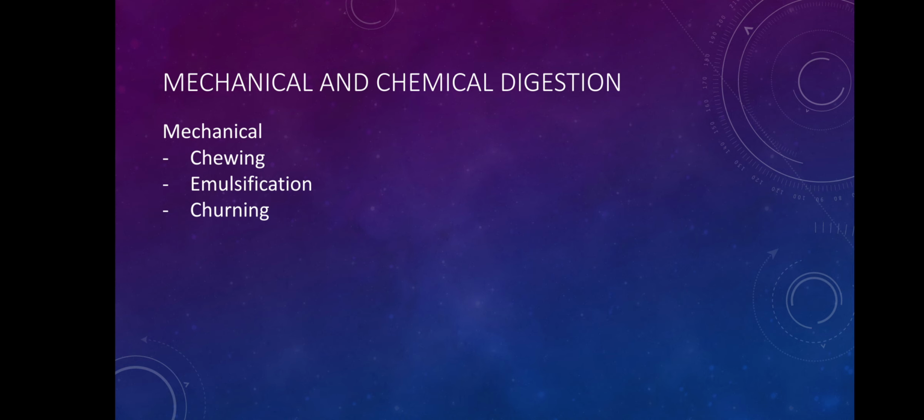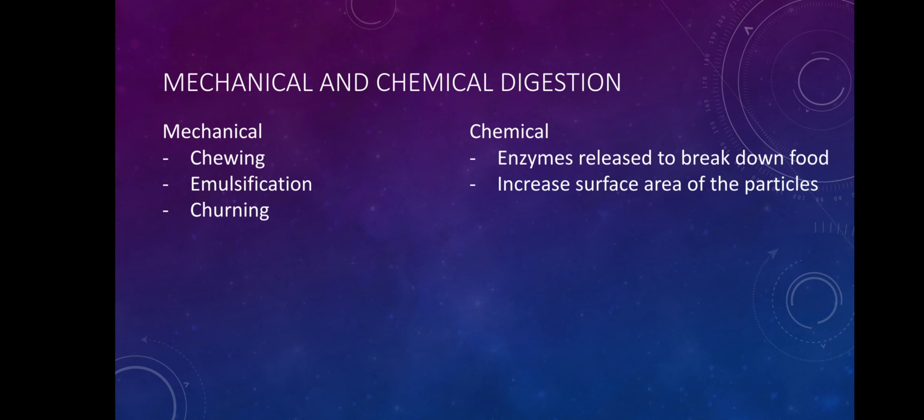Two other forms of digestion can be categorised as mechanical and chemical. So mechanical is referring to the physical breakdown of food into smaller pieces, such as chewing, emulsification, and churning of the stomach. And chemical referring to the enzymes, which are biological catalysts that are released to break down food particles, increasing their surface area for easier digestion and aiding the absorption of nutrients.